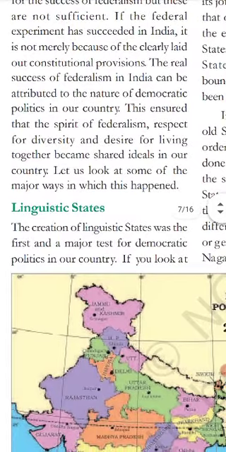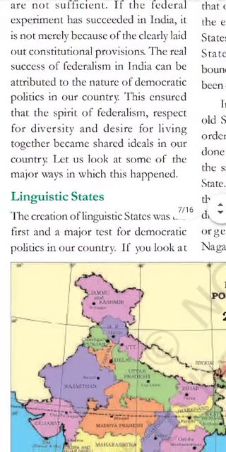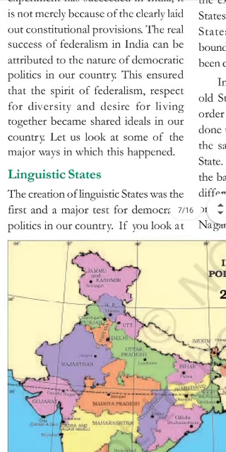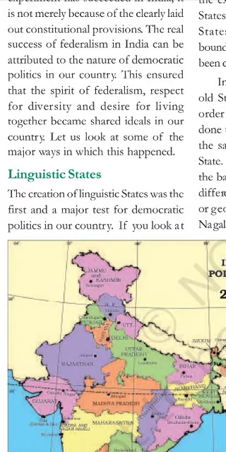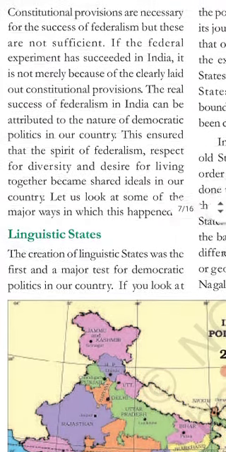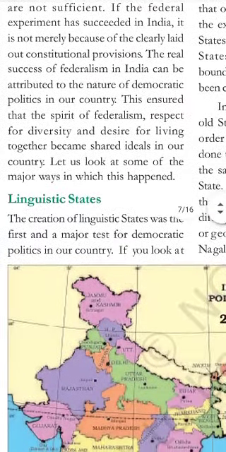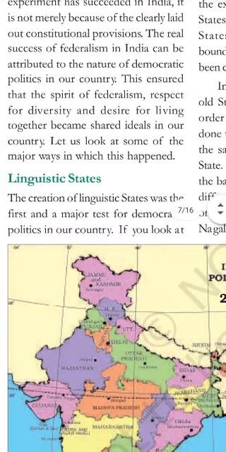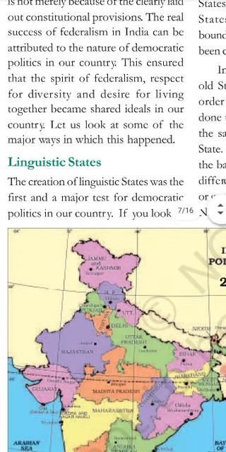This ensured that the spirit of federalism, respect for diversity and desire for living together became shared ideal in our country. Let us look at some of the major ways in which this happened. Now, how is federalism practiced in India? For that, there are several factors, and the first one is creation of states on the linguistic basis.